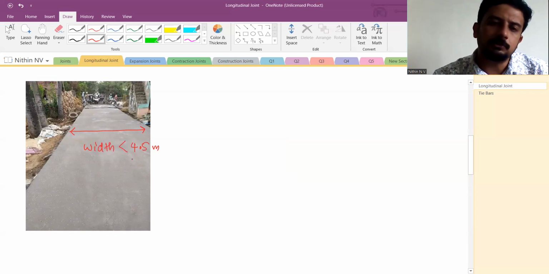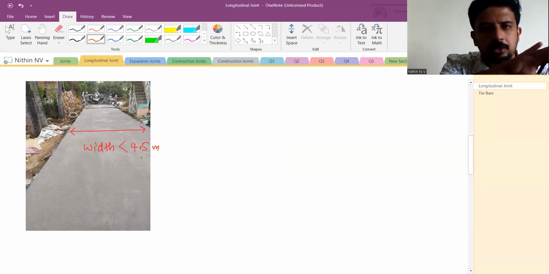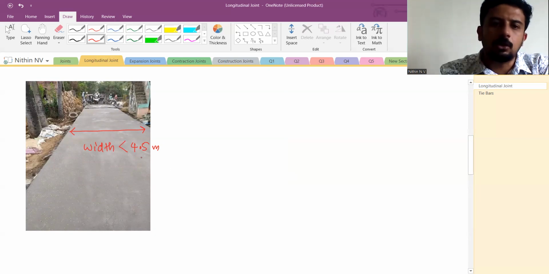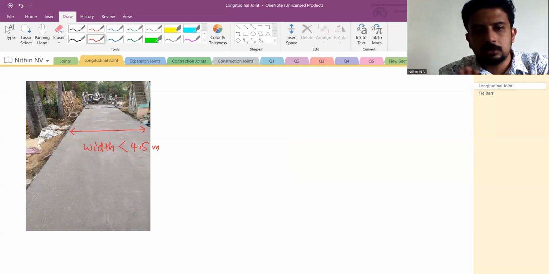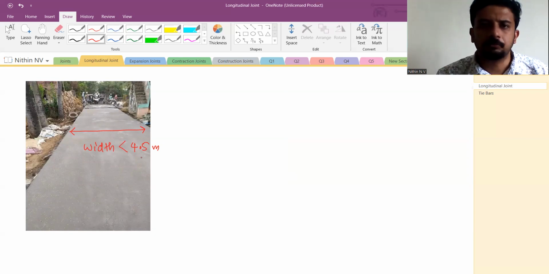If the total width of the pavement is less than 4.5 meter, you can just construct one single slab. No need to divide into two pieces. Just one single slab. Suppose the total width of the pavement is say 5 meter, for example, or let it be 5.5 meter, intermediate carriageway. You might have heard of a minimum width of 5.5 meter. If not, leave it as of now.